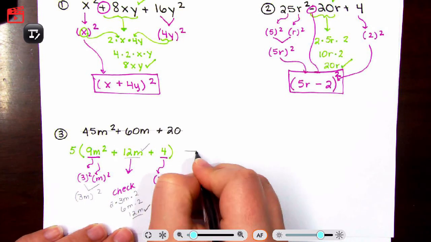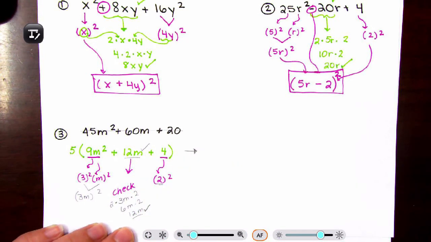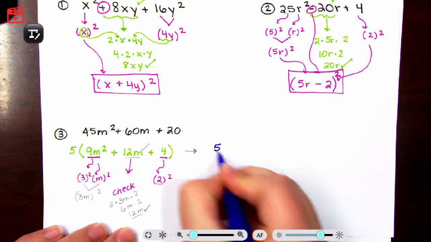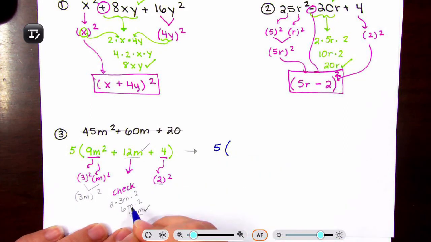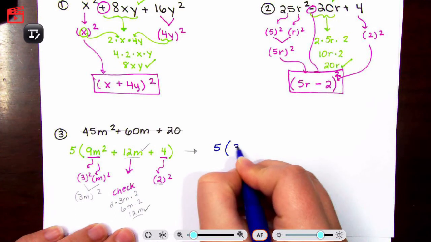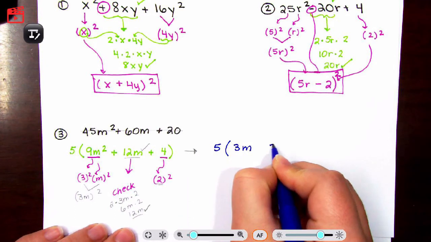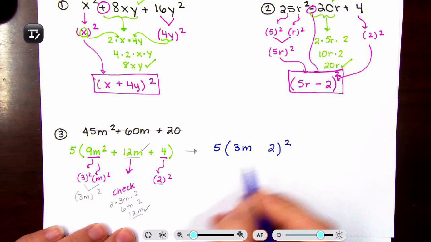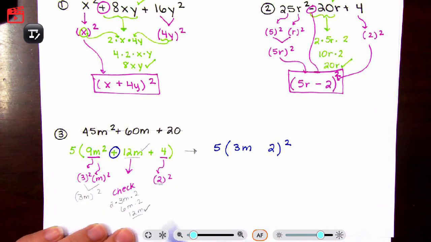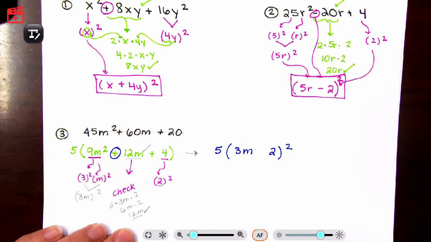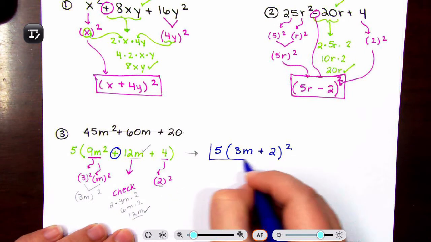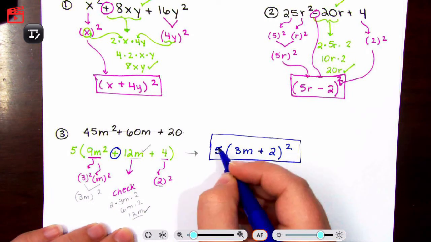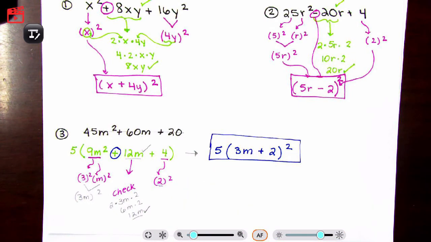So I can go from our factored out GCF into our answer. So I still need my GCF, which is 5. And so here I have 3m as my A, 2 as my B, squared. And what's the symbol I'm using? I'm using a plus because this term is a plus. And here's our answer. So this method here is a shorter way of factoring trinomials if you have this specific pattern.